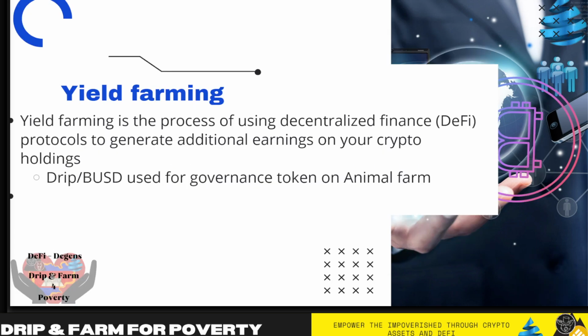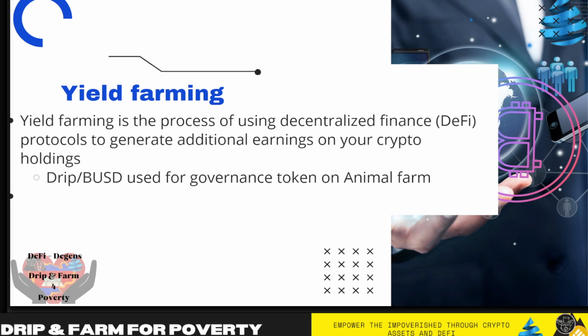Next, we have yield farming. Yield farming is the process of using decentralized finance protocols to generate additional earnings on your crypto holdings. So there are multiple different farms within DeFi. The largest DeFi yield farm on Binance Smart Chain is PancakeSwap. We have just launched Animal Farm within the Drip ecosystem, and Drip BUSD can be used to farm for the governance token on the Animal Farm.